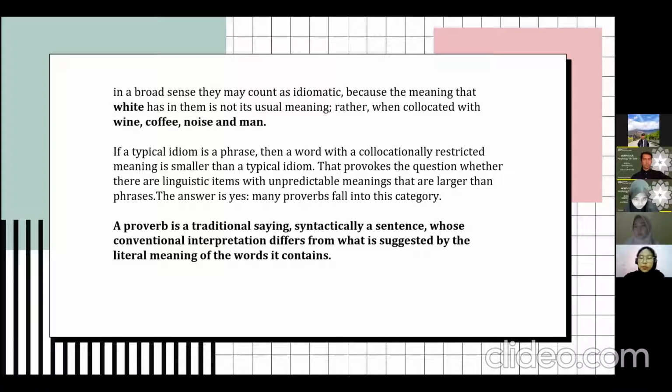Proverb. Do you know proverb? Proverb in Indonesian is called peribahasa. So a proverb is a traditional saying, syntactically a sentence, whose conventional interpretation differs from what is suggested by the literal meaning of the words it contains.